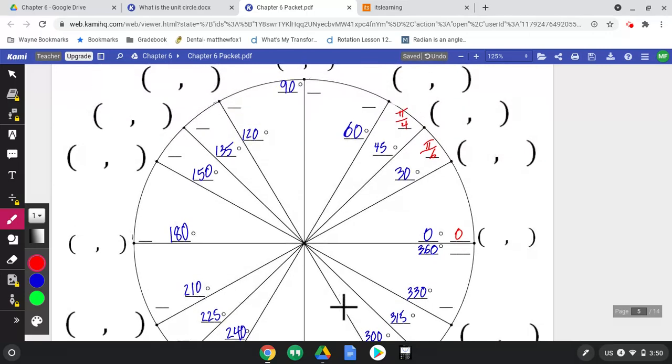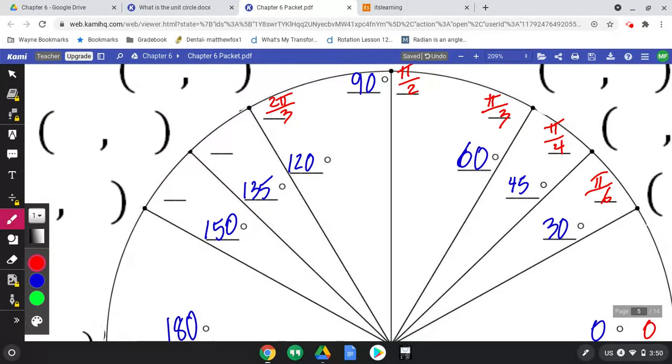You can figure it out. If you have any questions, please let me know. But we're going to go ahead and just fill things in. So pi over 3. Okay, up here we have our pi over 2. Then we start around the other side. So 2 pi over 3. And at 135, 3 pi over 4. Let's see, we got 5 pi over 6.